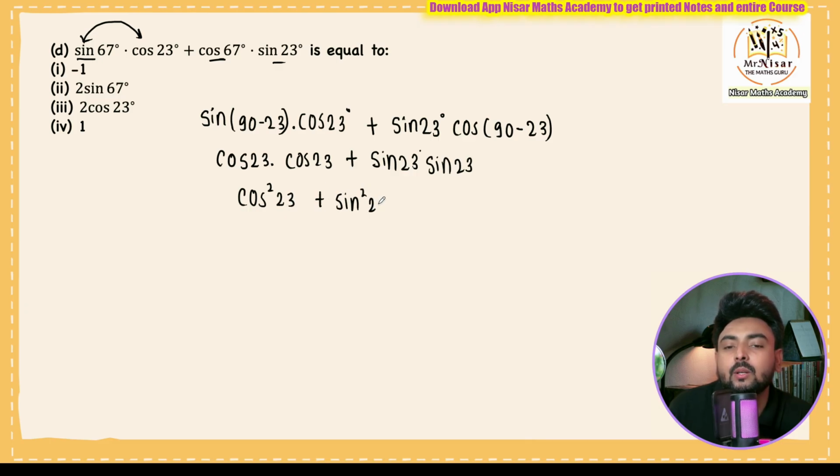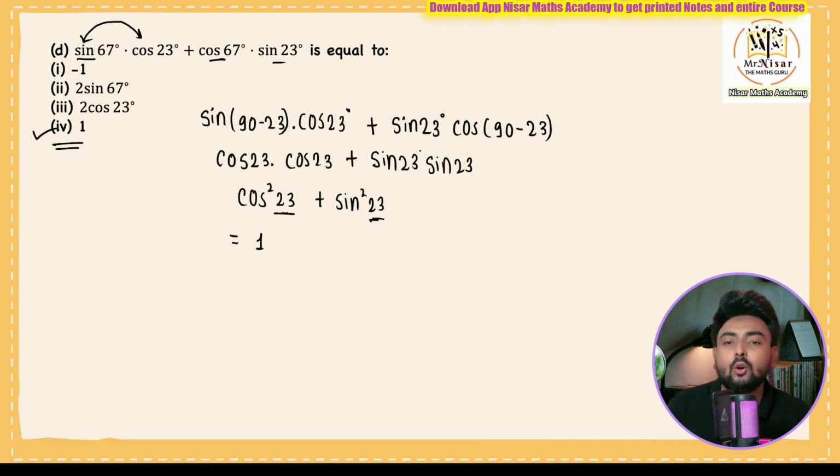Both squared. So it is nothing but cos square theta. You consider this theta as an angle. So cos square theta plus sin square theta is going to become 1. The first trigonometric identity. So here option number 4 is correct.